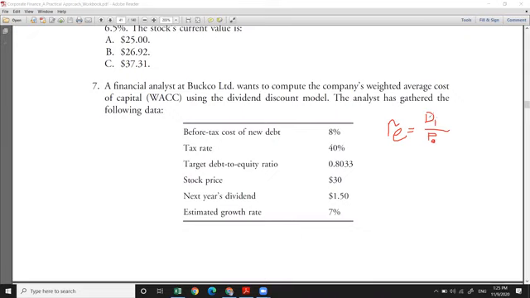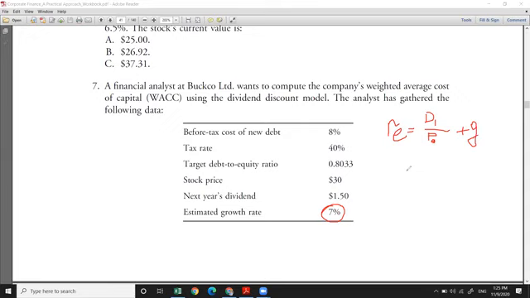If this D1 is given, fine; if it's not given, you're gonna get it through the D0, if the D0 is given. In this question, is D1 given or D0? D1. Okay, then we don't need to calculate. G is given. Estimated growth rate is 7%. Okay, it's given. We don't need to calculate. Again, guys, I might not give you this. I might ask you to calculate the growth rate as well. Okay, be careful.